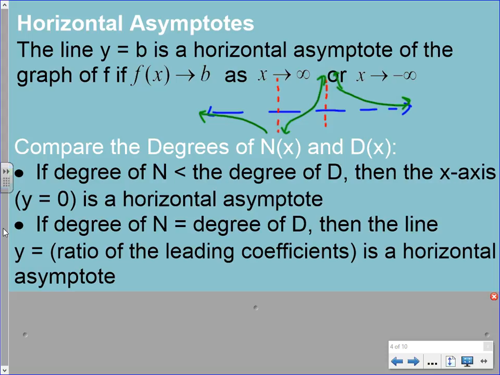Please keep in mind that when we do examples, things make a little bit more sense, right? So if the degrees are the same, we look at the leading coefficients, which our first example, we'll see that. And then if the numerator has a larger degree, that means the numerator is bigger than the denominator, right?